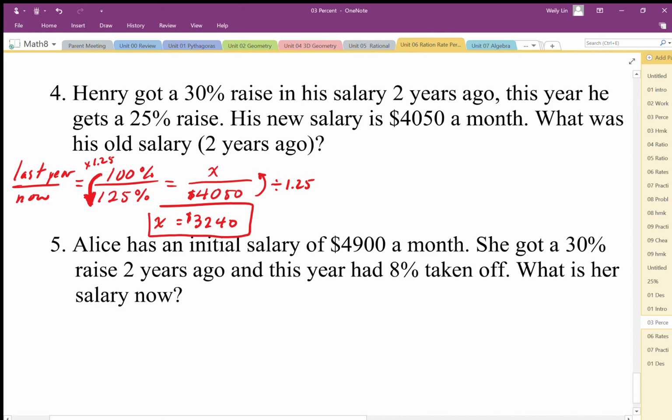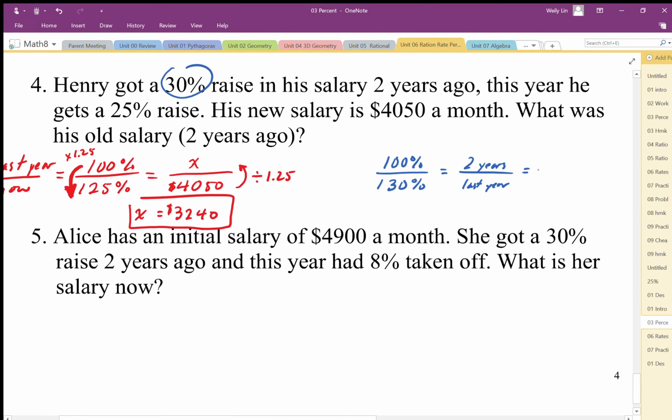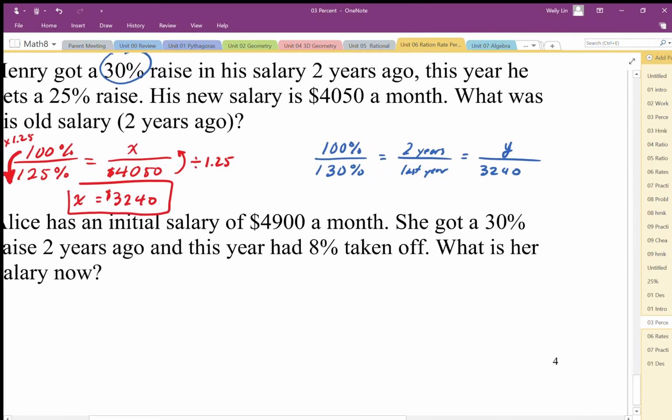Okay, so that's our last year's salary. Now the 2 years ago salary. Okay, so how do we figure this out? Our 2 years ago salary is our 100% now, and our last year's salary now represents 130%. Okay, so that's based on our 30% raise. So this is last year, this is 2 years ago, and we know what we have last year. It's going to be 3240. And our 2 years ago is what we're actually looking for.